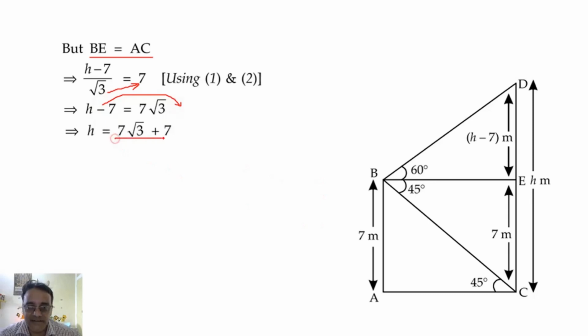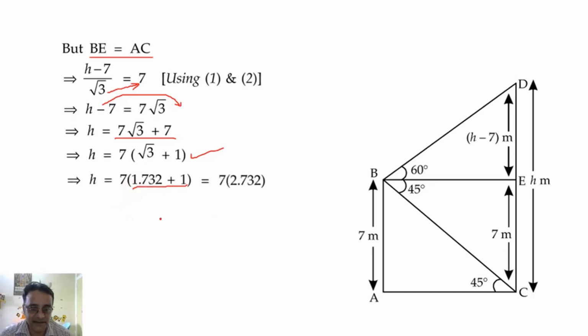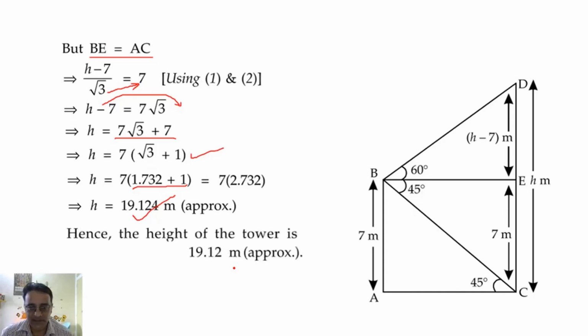Now you can take 7 common from these two. So what you will get if you take 7 common? Root 3 plus 1, times 7. Right. In our NCERT book, this is the final answer it is given, but I suggest you to substitute the value of root 3. So the default value of root 3 is 1.732. So this will become 2.732, and if you multiply it with 7, you will get the final answer 19.124, or you can write 19.12 approximately. So hence the height of the tower is 19.12 meter approx. Any doubt in this question?